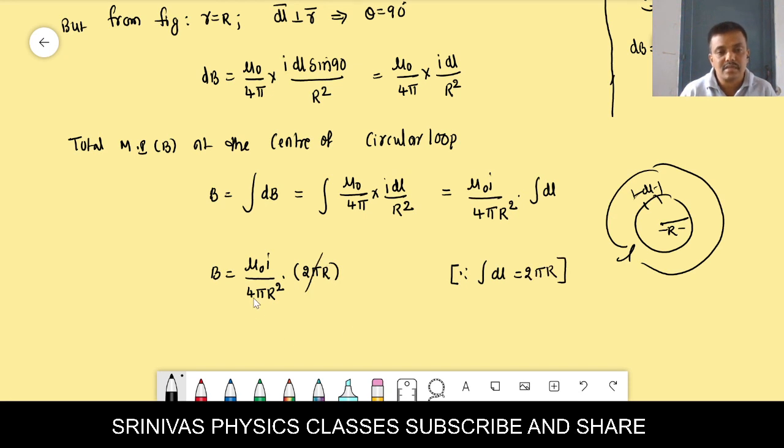Okay, pi gets cancelled. R square gets cancelled. You will get mu naught I in the numerator. In the denominator, we will get 2, and the r square will cancel. We will get mu naught I by 2r. This is the magnetic induction.